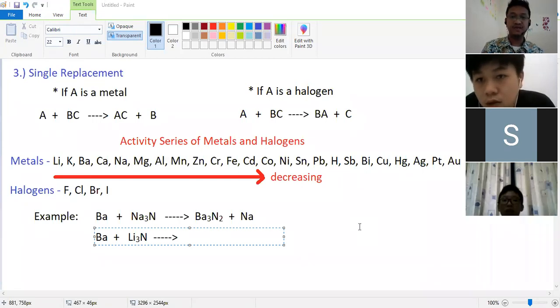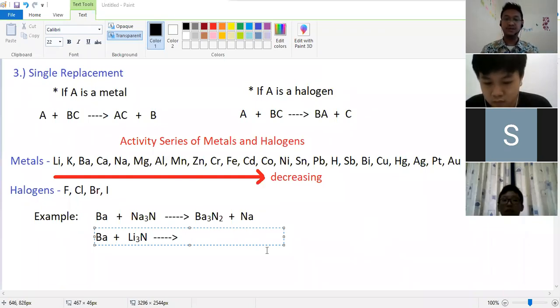So his answer is Ba3N2 plus Li or lithium. All right, so Javier answered Li2N plus, all right, Stefano answered Ba3N2 plus Li3. Okay, another. I need more answers. Jeffrey said Ba2N2 plus Li. Another, Li3N plus B. Okay, we have a correct answer from Javier. So the answer is Li3N plus Ba, the same as the original reactants.